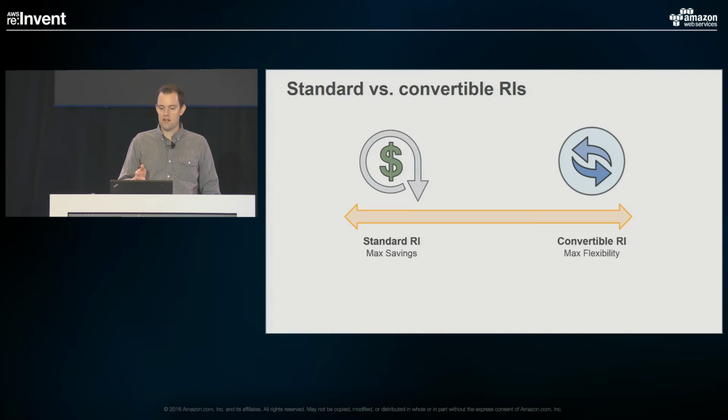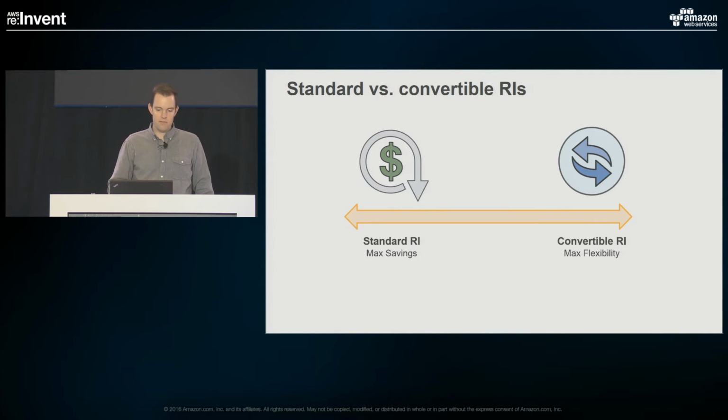On the other hand, convertible RIs are a bit more flexible. You can buy a convertible RI to cover an M4 XL, and later you can change it to a C3 XL or to a G2 instance if you want to. So you can actually convert and move around. So as your architecture changes, you can move the savings vehicle along with it if you desire.